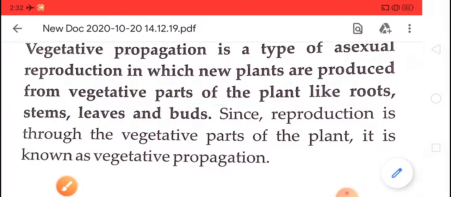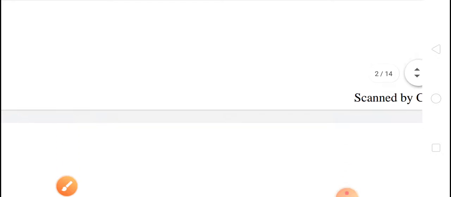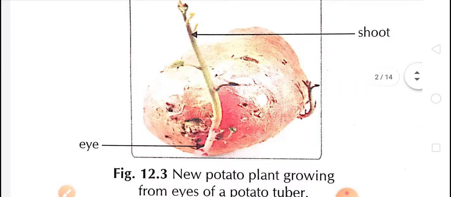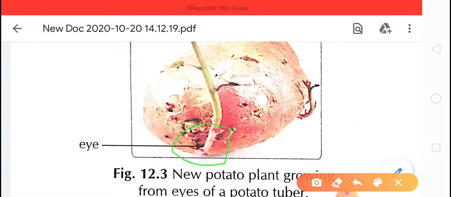Clear? Now I'm showing some pictures of the parts of the plant. In the potato, which is a stem tuber, they contain eyes. This part develops into the new potato plant. If we cut this and grow it in the soil, then the new potato plant can grow. So from the eye of the potato, the new potato plant can grow.